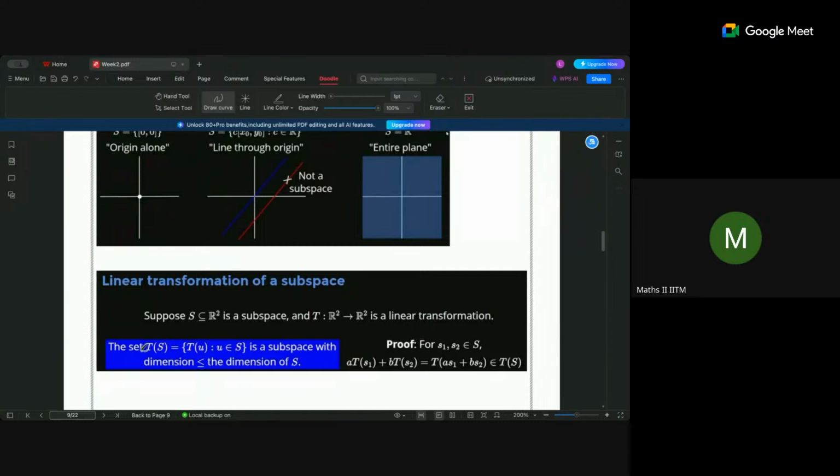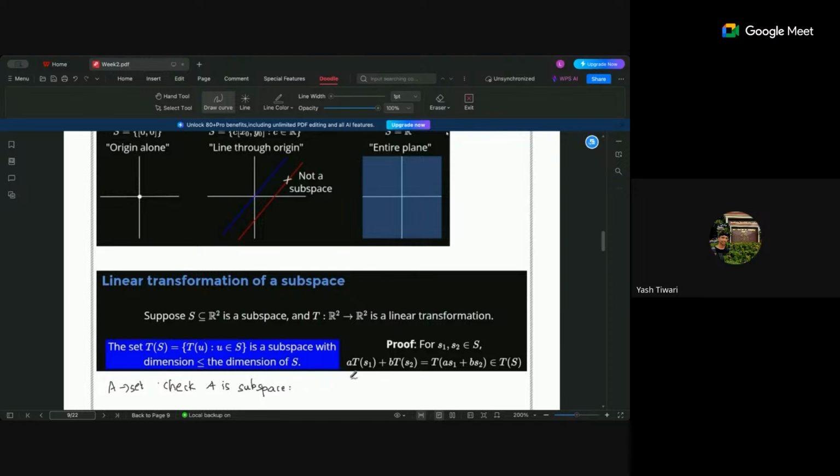What is given to you? The set T of S is nothing but the set of all T of u where u is in S. So this is the definition of T of S, right? And we want to show that it is a subspace. So what is the criterion for a subspace? How do you check that some given set is a subspace? Suppose you have some set, let us call it A. How will you check that A is a subspace? Ma'am, if it is a subspace, then it contains 0.